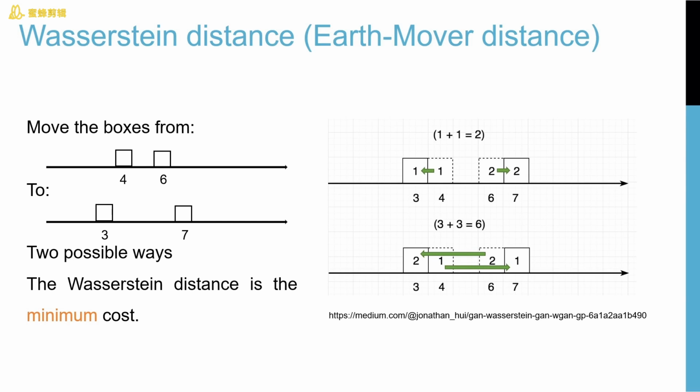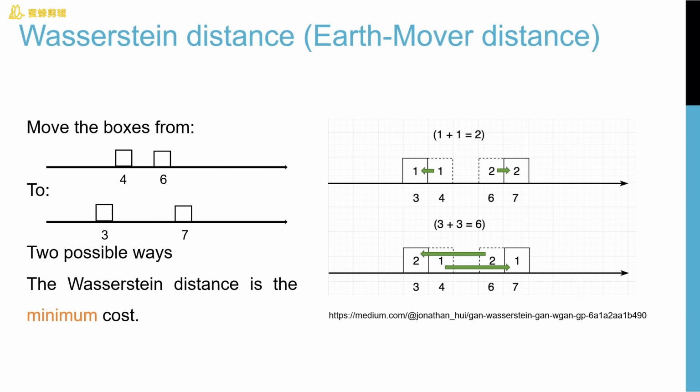WGAN uses the Wasserstein distance, which is also called Earth mover distance. We can move some boxes to explain it. There are two boxes at position 4 and position 6 on the axis, which represent a distribution. We hope to move them to position 3 and position 7, which represent another distribution.